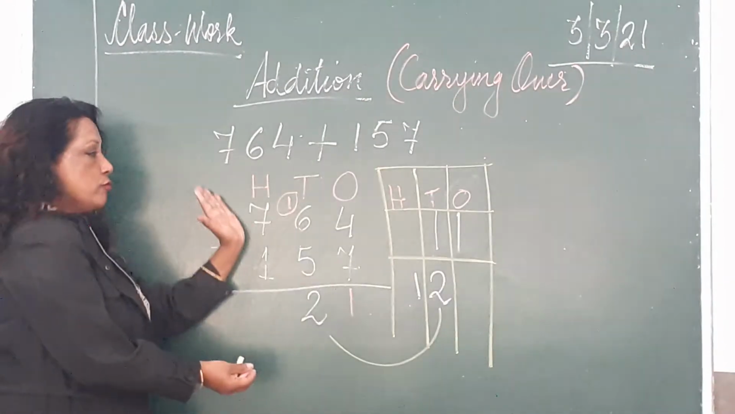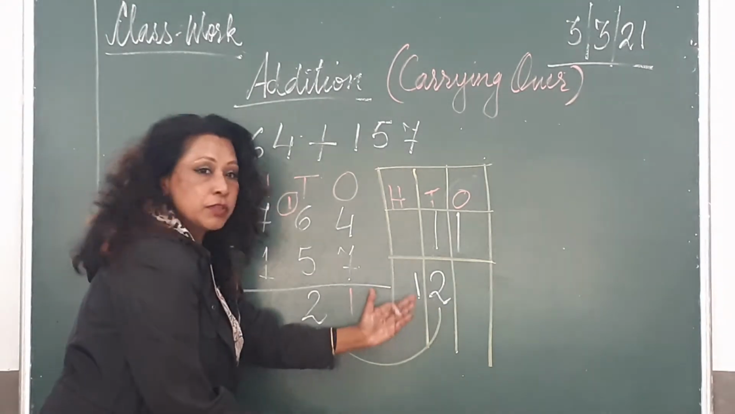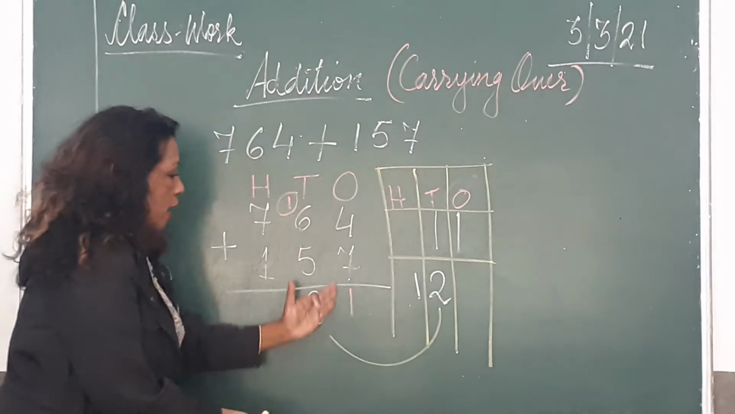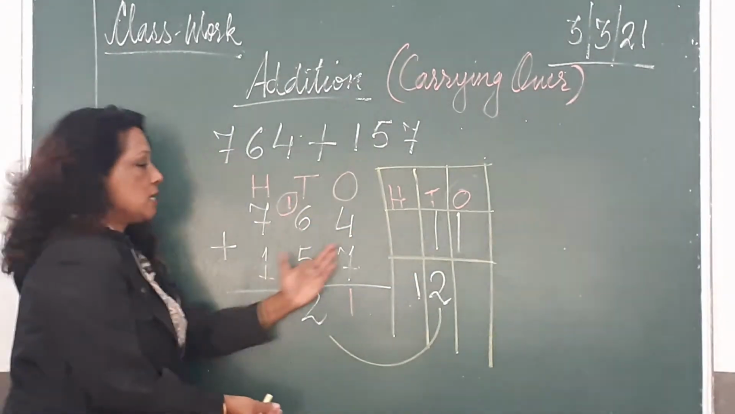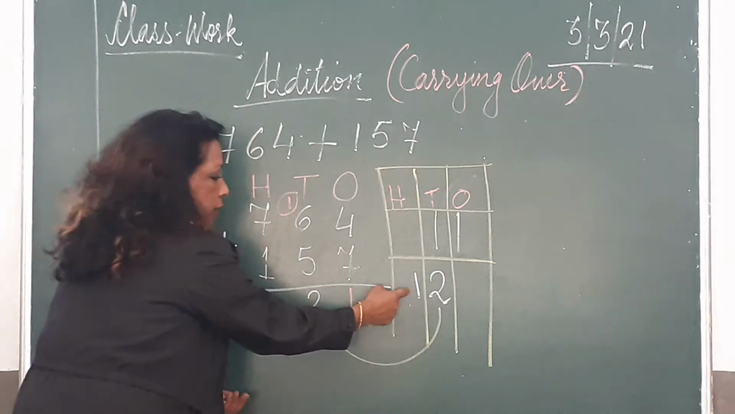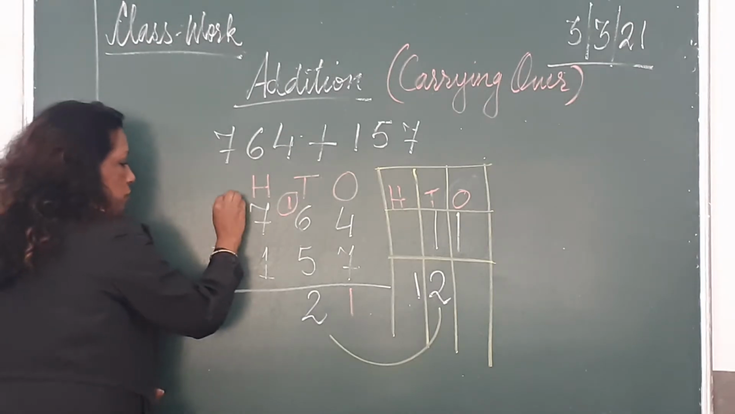From tens, you carry over to 100. So did you understand how we do this? This is very important. When we add under ones, you have to write under ones and tens. When you add under tens, then you have to write under tens and 100. Alright. So this one, you have to bring and carry it out here.